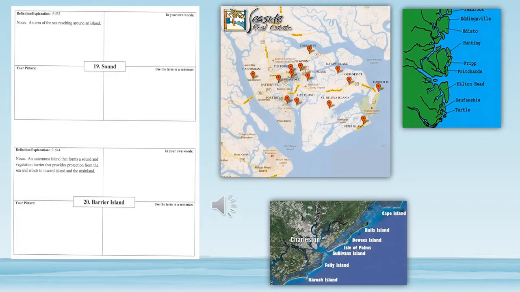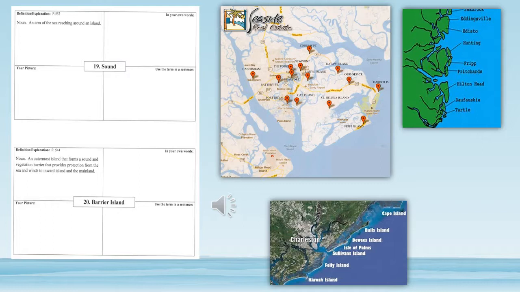Also, our next word and our last word is a barrier island. Now, that is an island that is off of the mainland, and it's an island that really operates as a barrier to protect the mainland. And you see right here, Fripp Island, again, I'm in the Beaufort area. Hilton Head is a barrier island. Fripp Island right here is a barrier island. Turtle Island is a barrier island. Daufuskie is a barrier island. These are all in the Beaufort area.